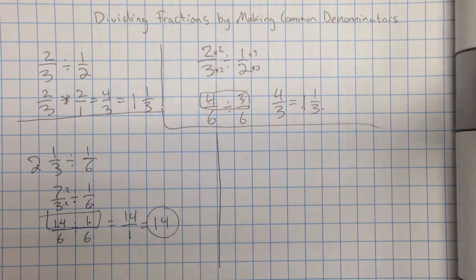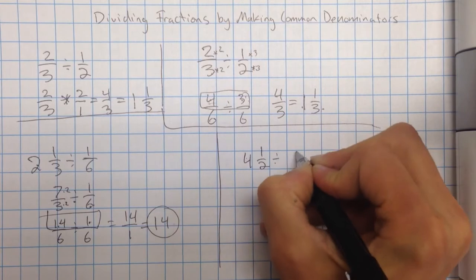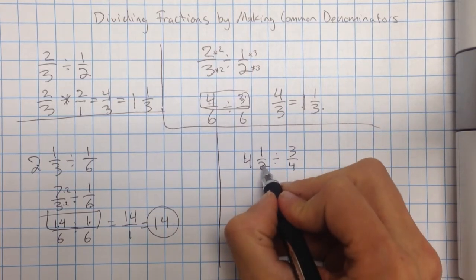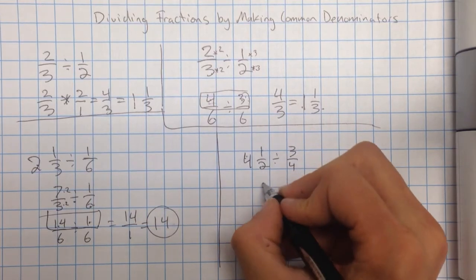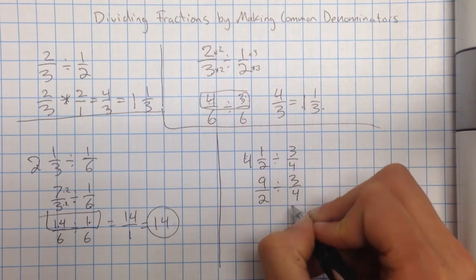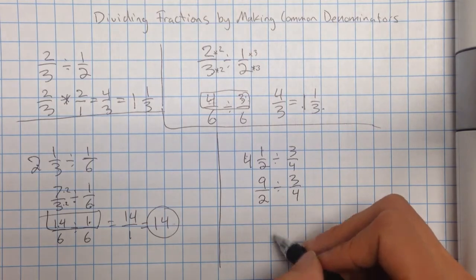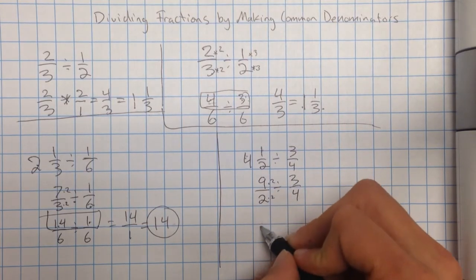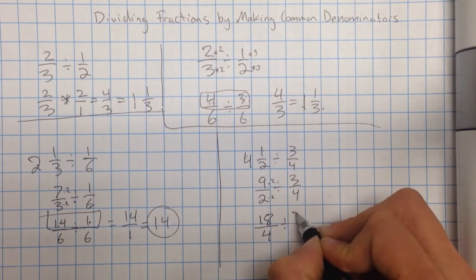What if we did 4 1/2 divided by 3/4. Turn this into an improper fraction. 4 times 2 is 8, plus 1 is 9. So that's 9/2 divided by 3/4. Notice I like to write out all my work so I can see where I make a mistake if I do. Multiply these by 2 to make a common denominator of 4. So 9/2 is the same as 18/4.